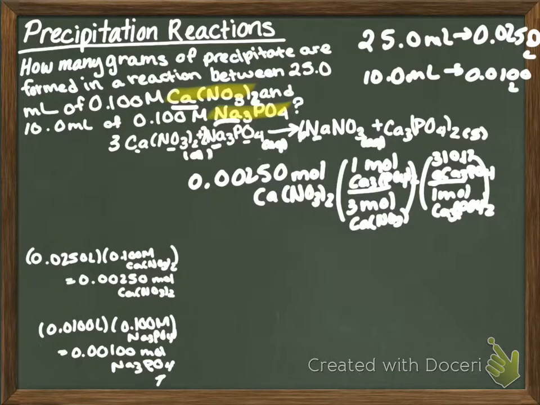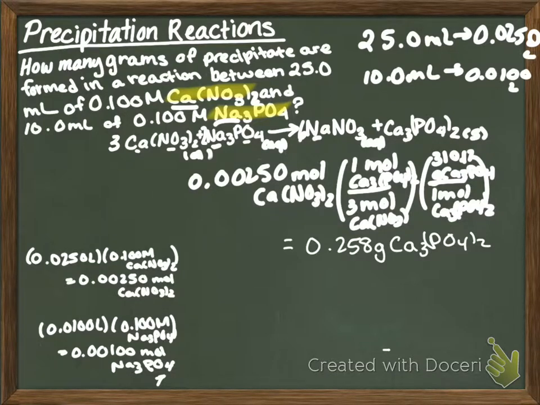So now that I've got all of this information, what I need to do is type this in my calculator and find my answer. And whenever I do that, I get 0.258 grams of calcium phosphate. That doesn't mean that's my answer, that's just one. So my answer here should be 0.258 grams of Ca3(PO4)2.